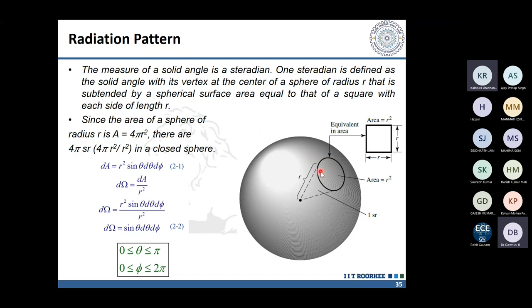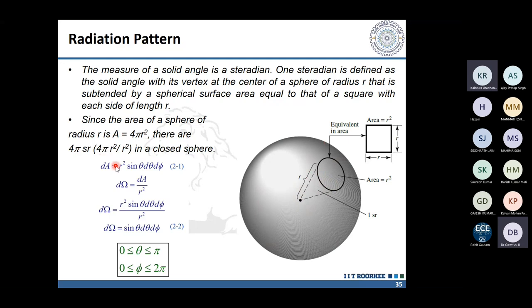So it's basically that cone angle which subtends an area of r squared, where r is the radius of the sphere. What is the area of the sphere? The area of the sphere is 4 pi r squared, right? And r squared is subtended by one steradian. So how many steradians are there? 4 pi r squared by r squared, which is 4 pi steradians. So a sphere has 4 pi steradian solid angle. Very important to note down here.